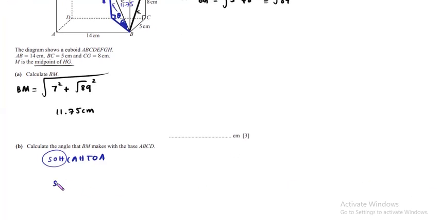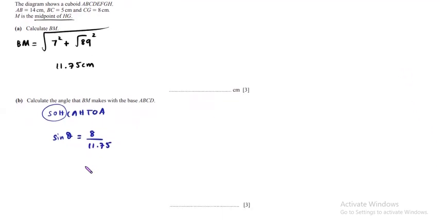So it will be sine theta is equal to the opposite side, which is 8, over the hypotenuse, which is 11.75. So again, here we are trying to calculate the value of the angle. So I need to make use of inverse sine of 8 over 11.75. This will be the value of the angle.